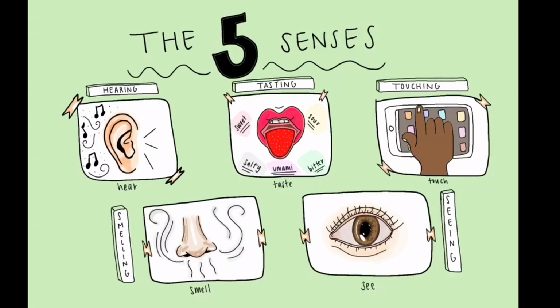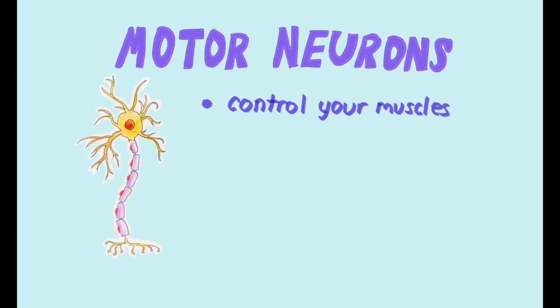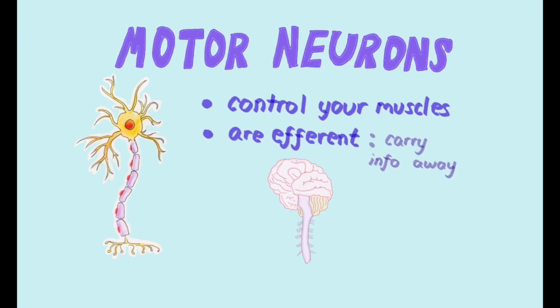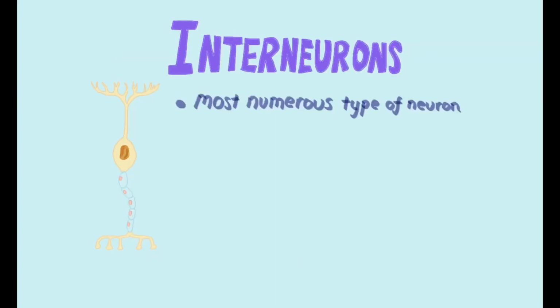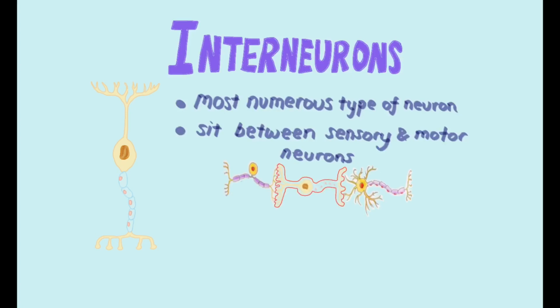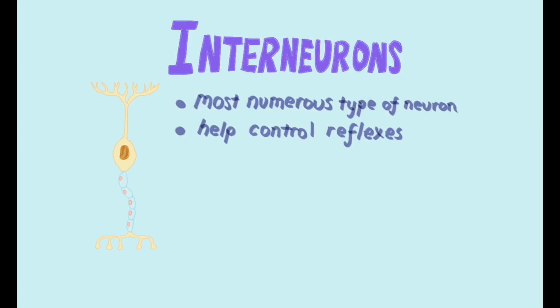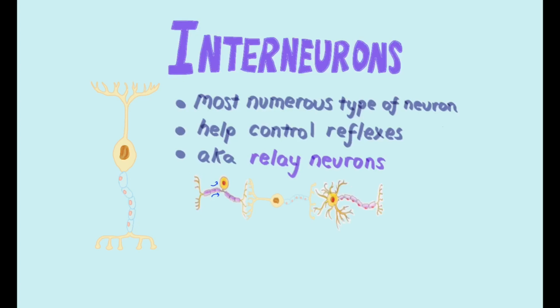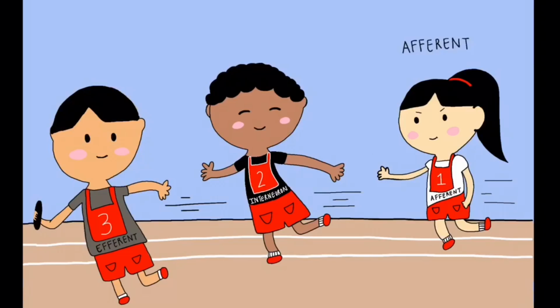Next, we have motor neurons. Motor neurons control your muscles and are responsible for all your behaviors, including speech. They are efferent, which means they carry information away from your brain and spinal cord. And finally, we have interneurons, the most numerous type of neuron in the human brain. You can find them sitting between sensory and motor neurons. They help control reflexes or responses you don't have to think about. Interneurons are also called relay neurons because they pass on information between sensory and motor neurons. It's like an electrochemical relay race, with afferent giving the baton to interneuron, who runs to give the baton to efferent.